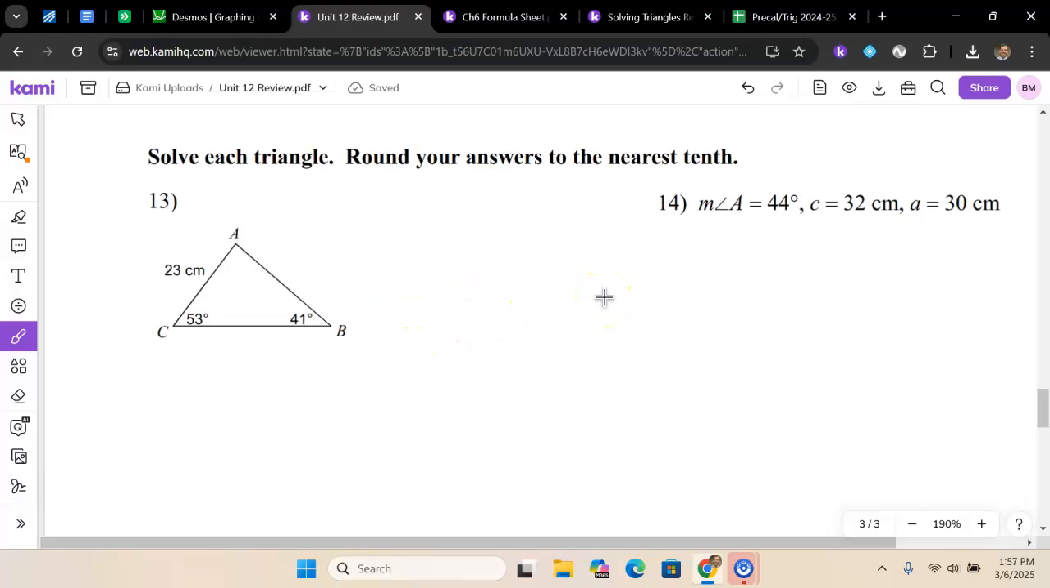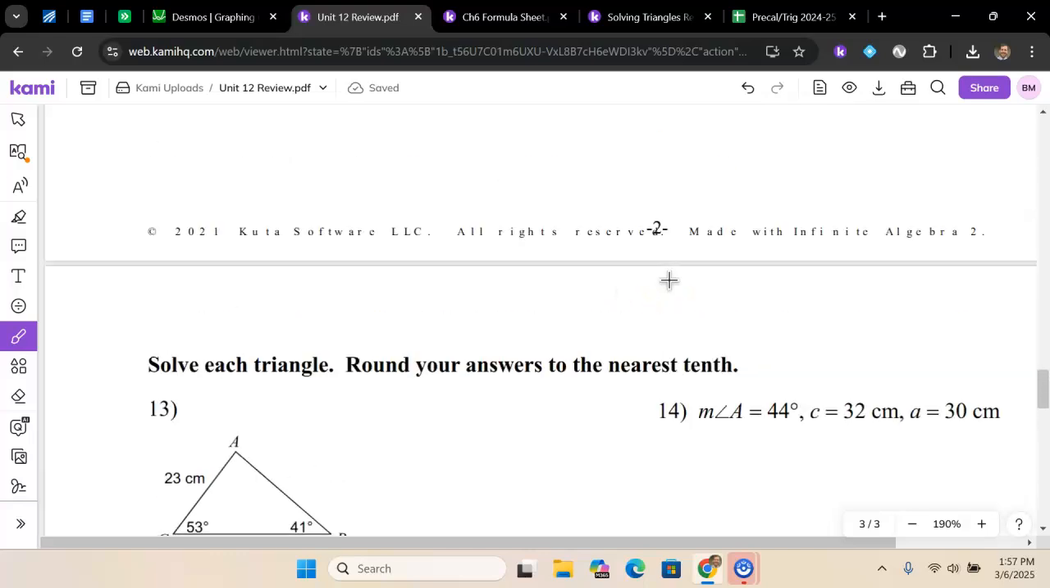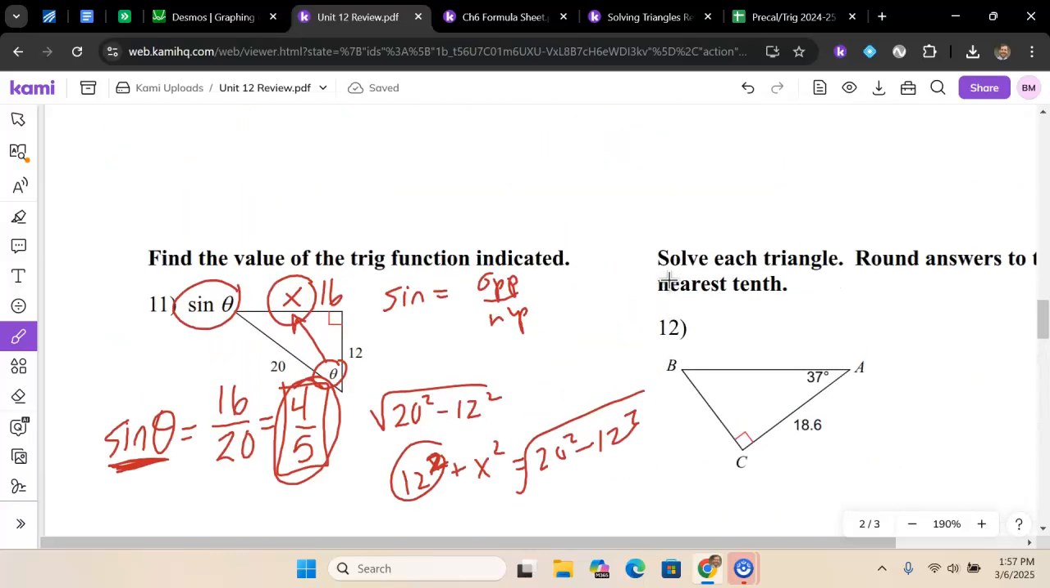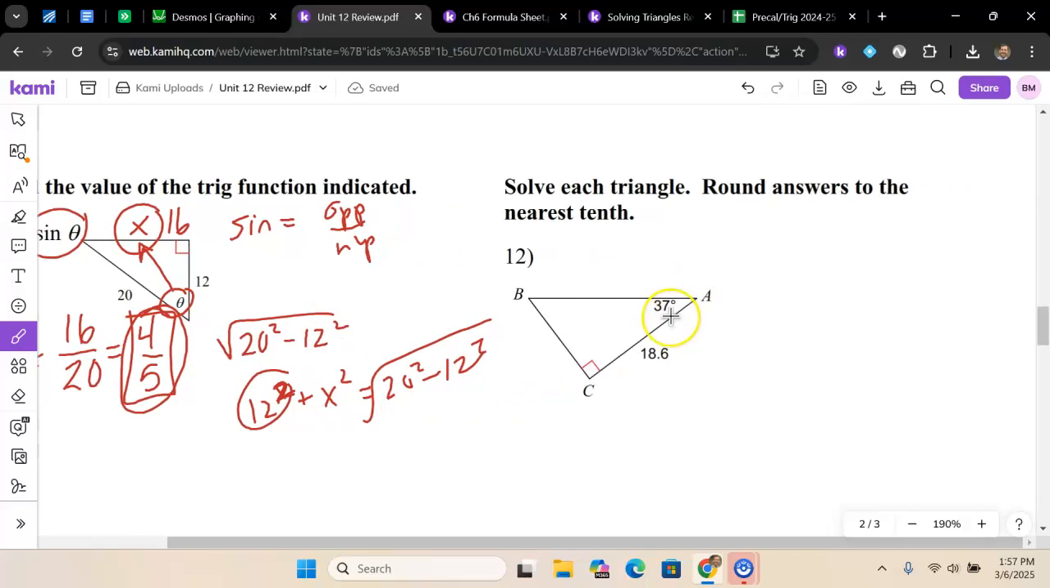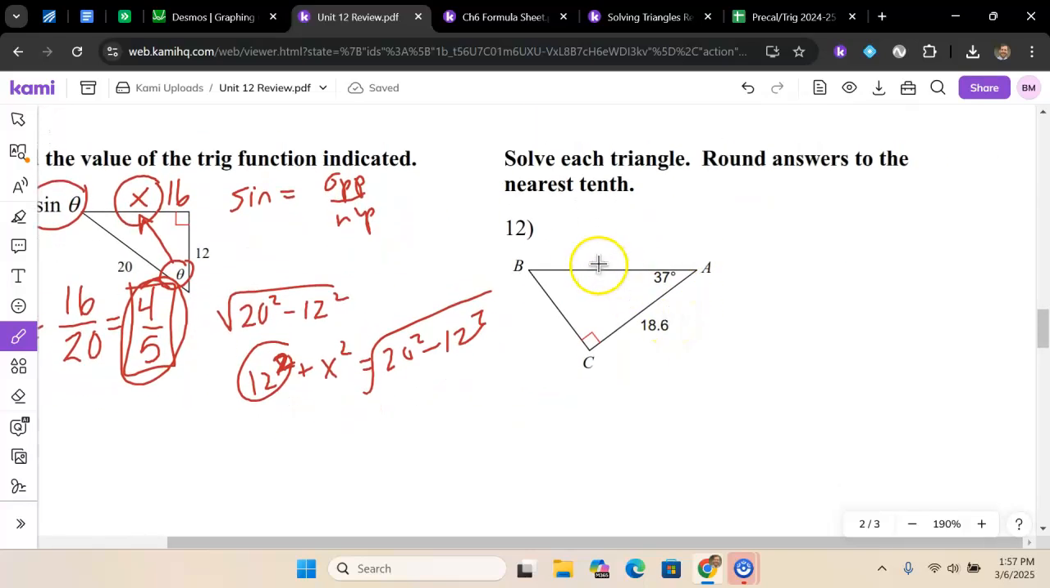The majority of your points on this test will come from this solving triangles portion of the test. So I'm going to pause the video here, pick up with the second video with number 12, and we are going to solve triangles. That's going to be the meat of the points that you're going to get on the test.